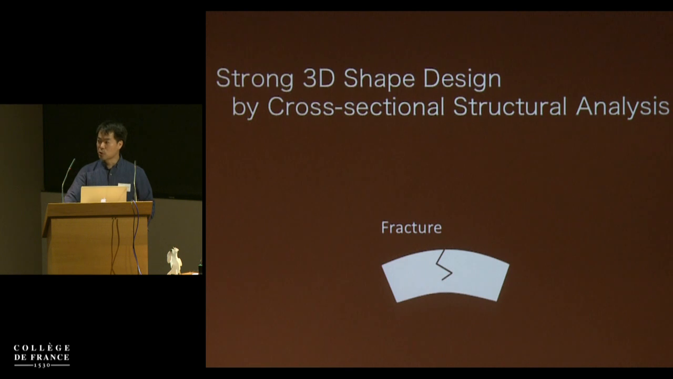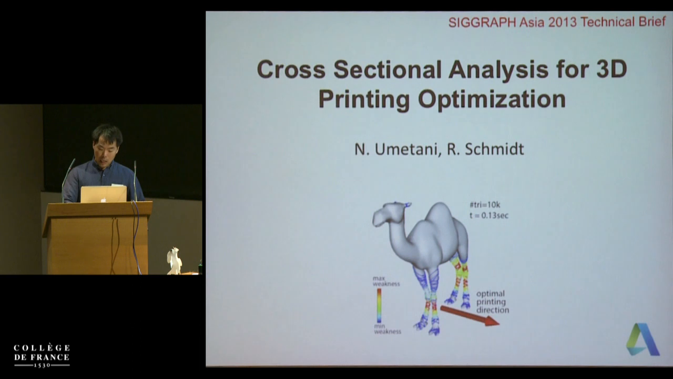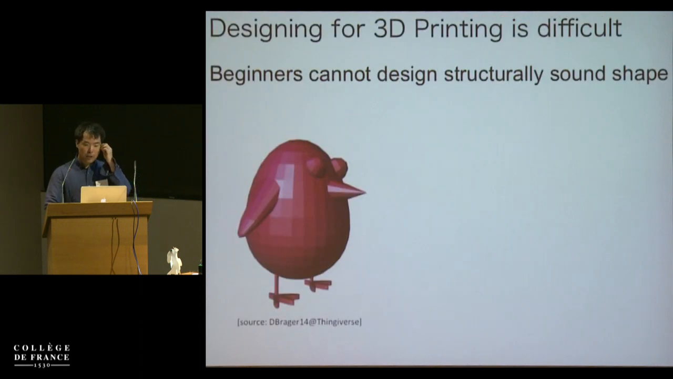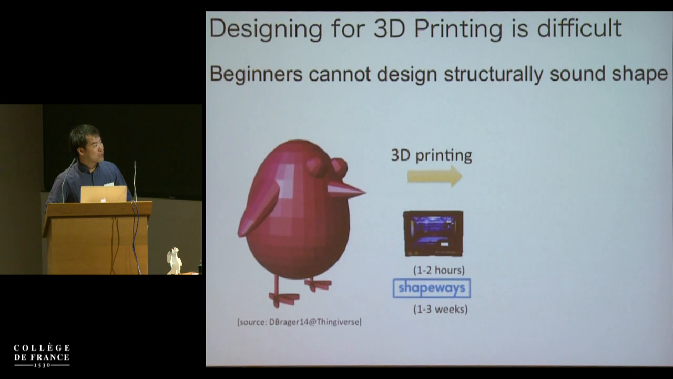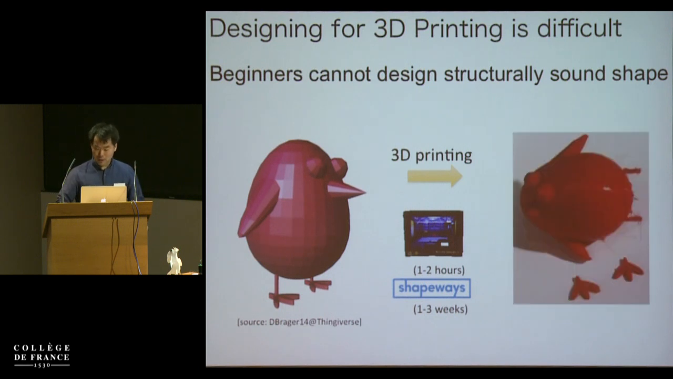And then let me move on to strong 3D, interactive strong 3D shape design by cross-sectional structure analysis. The motivation here is that when users design some 3D shape, they tend to design weak structure. So this is an example of a 3D print where the user put on the line. And after 3D printing for hours, it turned out to be a failure, like this.